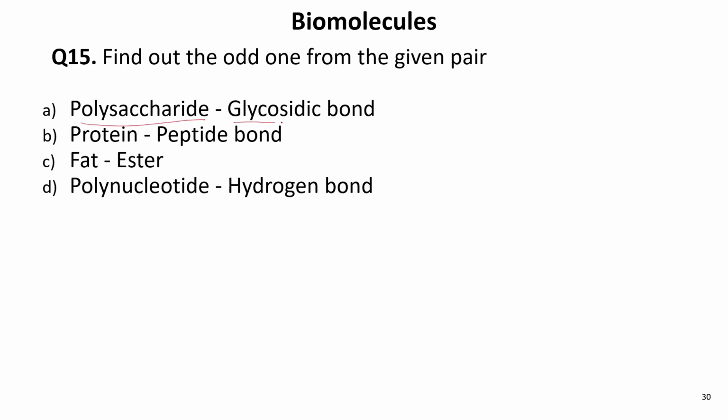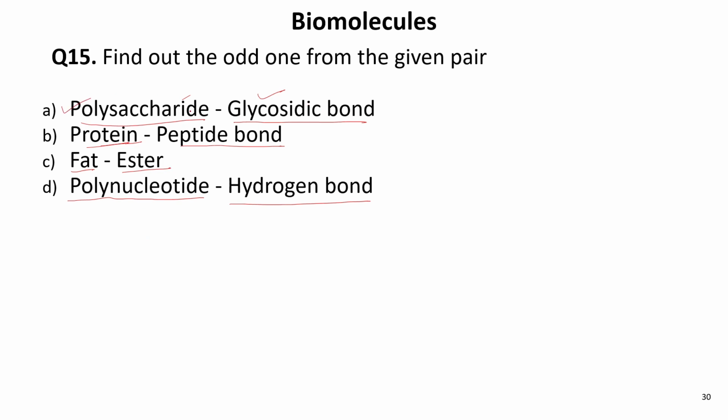Polysaccharide, glycosidic bond. In polysaccharide formation, glycosidic bond is involved. For the formation of protein, peptide bond is involved. Fat formation, ester bond is involved. Polynucleotide, hydrogen bond is involved. So coming to the first one, polysaccharide, glycosidic bond.